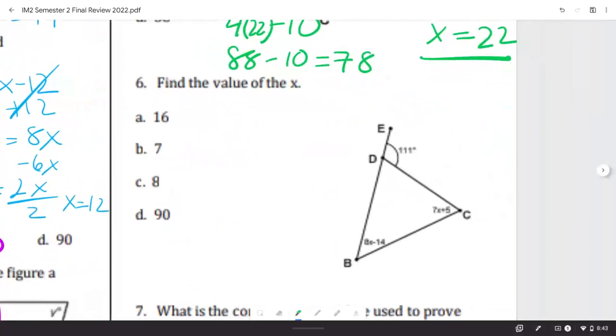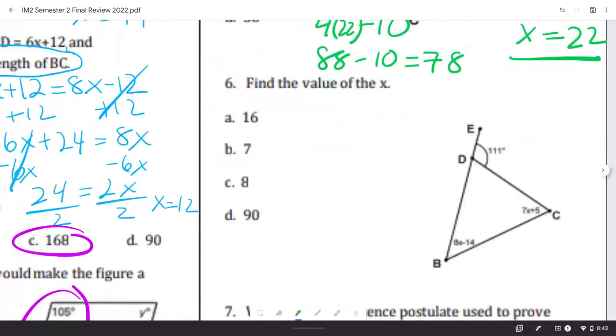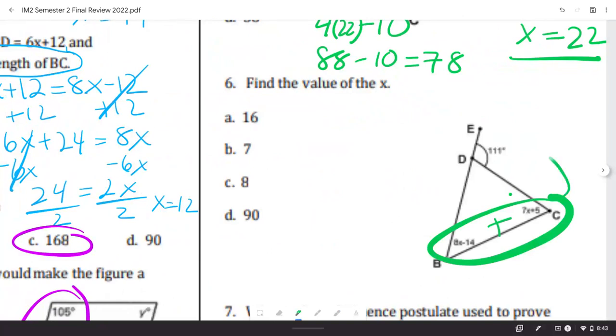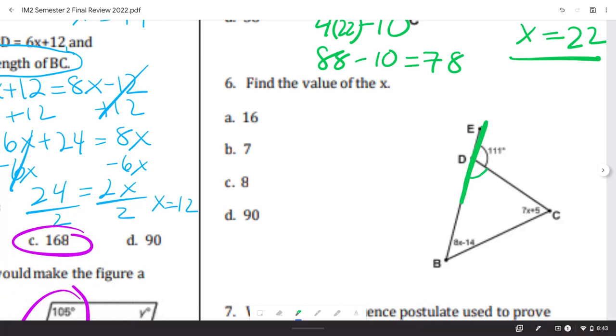All right, second one. If you remember, there's a theorem that tells you that these two added will equal the outside angle. But if you don't remember that, that's okay, because what you can do is remember that a line is 180. So if that's 111, then this right here is going to be 69 degrees because 69 plus 111 is 180. And then you can set up your equation.